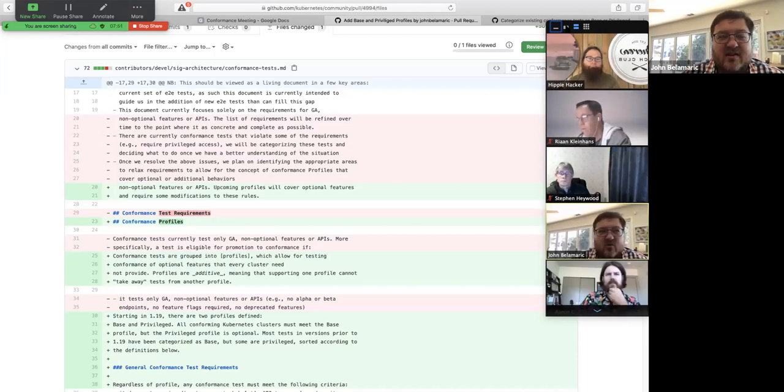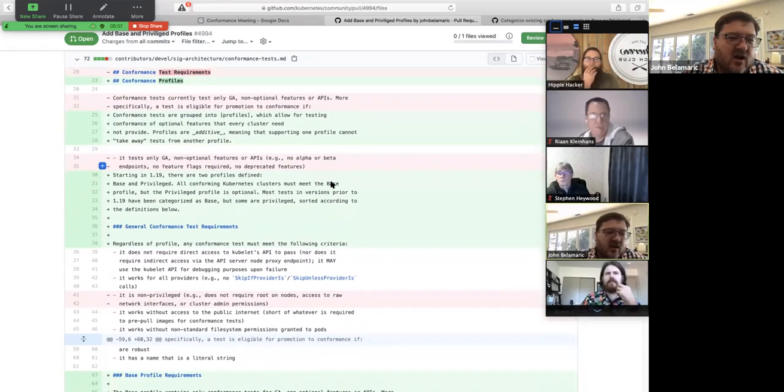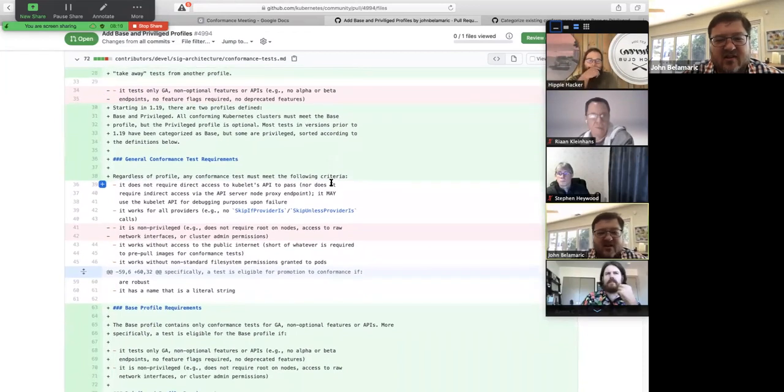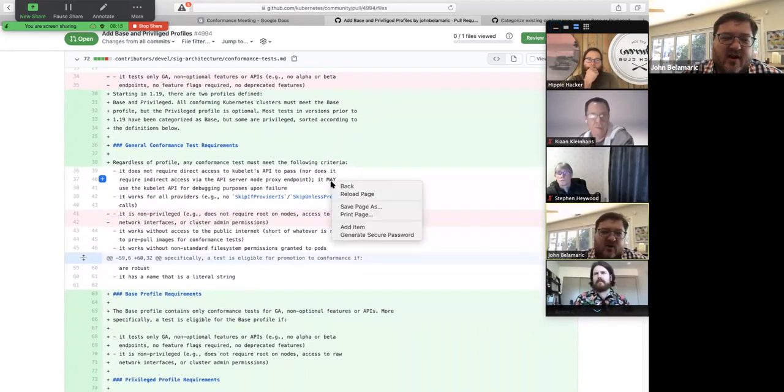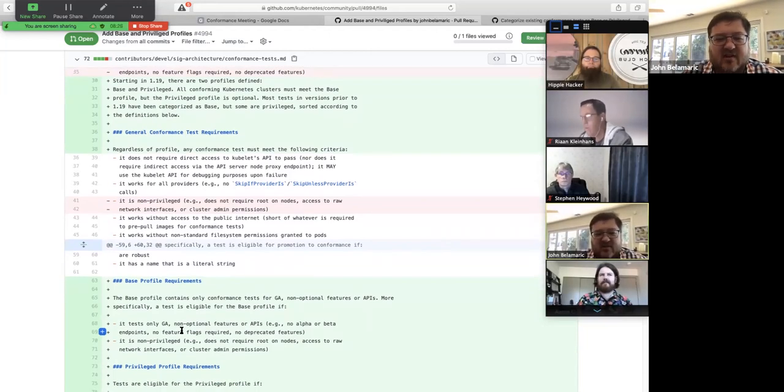What I see is not only tests that exercise privileged features, but also tests that require privileges in order to execute. So some of the scheduling things, like tainting nodes or preemption, aren't easy to test. Some of these require modifications to the cluster that would not be in the purview of an ordinary user, so those tests have to be categorized into the privileged profile as well. That's what this does.